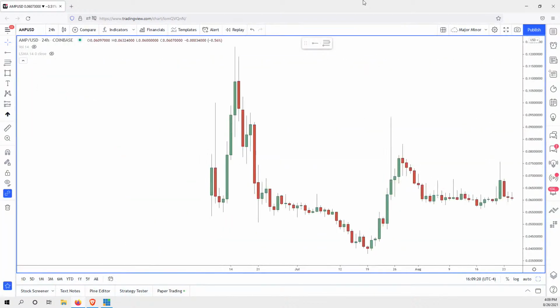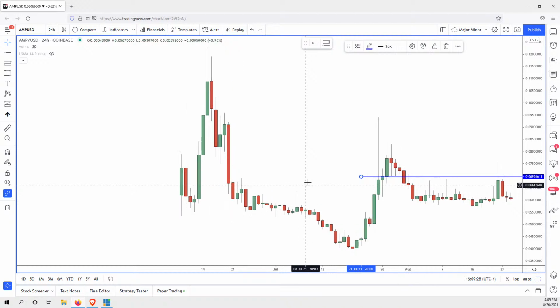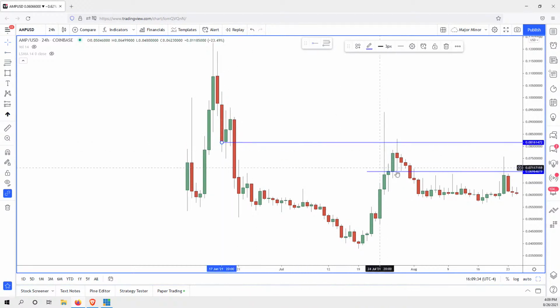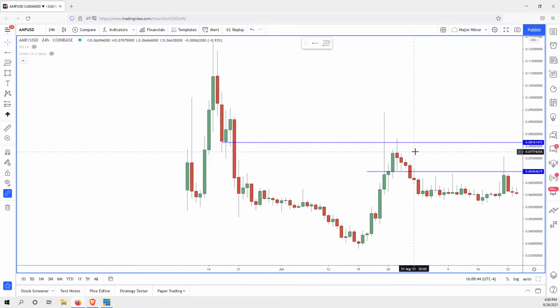Okay, so let's take a look. AMP USD on Coinbase. Here's the story. You have this resistance right there, and a reaction off that resistance. You also have a level up in this area, which it reacted to previously. What price is that? 88, just over 8 cents. And then you have this reaction over here, so you have some resistances.